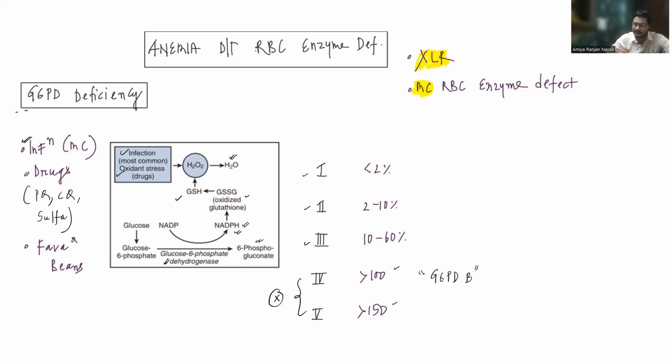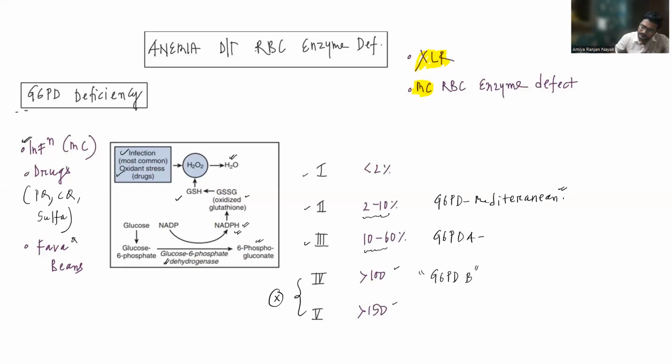Then what is class 3? Class 3 is when the enzyme activity is 10 to 60%. The example is the G6PD A minus variant. Class 2, the example is the G6PD Mediterranean variant. This one is common in India. Here the enzyme level is 2 to 10%.